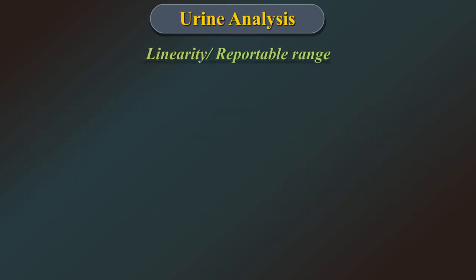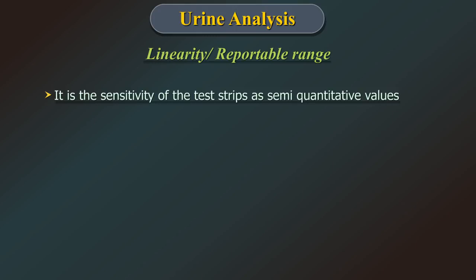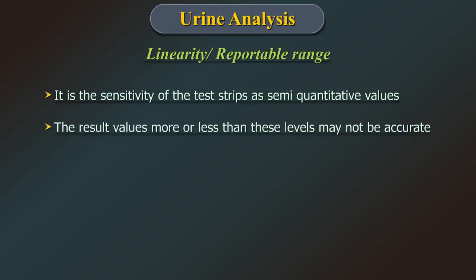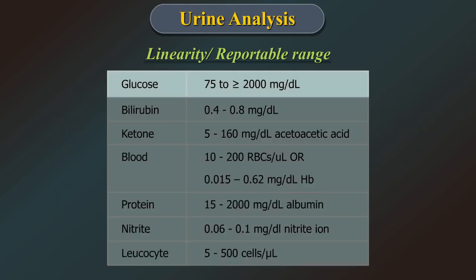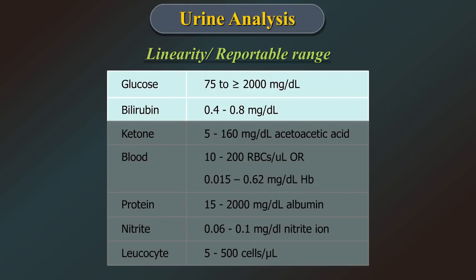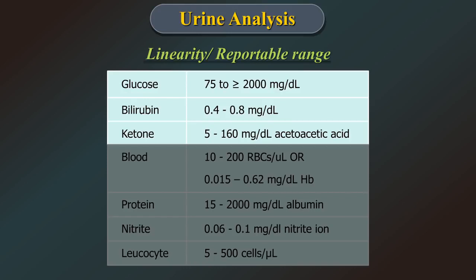Linearity or reportable range. It is the sensitivity of the test strips as semi-quantitative values. The result values, more or less than these levels, may not be accurate. The linearity levels will vary as per different manufacturers. The values here are as shown. For glucose, it is 75 to 2000 mg per deciliter. Bilirubin is 0.4 to 0.8 milligram per deciliter. Ketones are 5 to 160 milligram per deciliter.